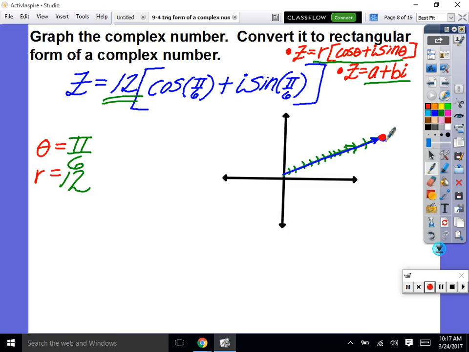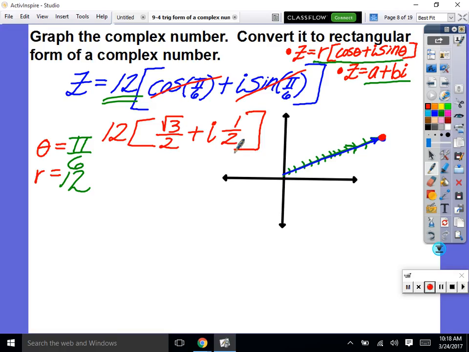So now let's convert it. Instead of having it as this kind of complex number, let's write it as what we're used to, the pretty complex number, the rectangular complex number. So what you do is just simplify it. We have 12 times, what's the cosine at pi over 6? Do you want your unit circle close to you? Everybody, let's push pause and make sure everybody has a unit circle. Yep. Cosine at pi over 6 is root 3 over 2. And then we have plus i, and then sine at pi over 6 is 1/2.